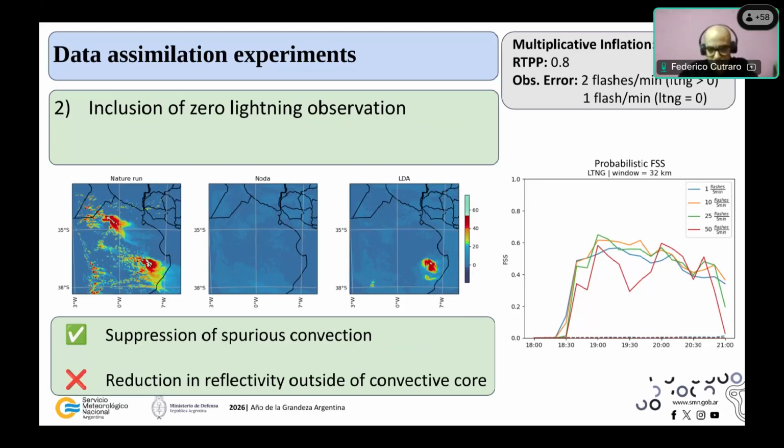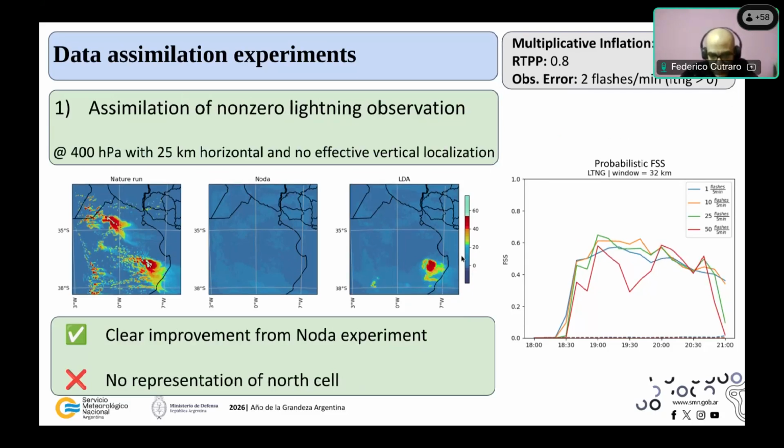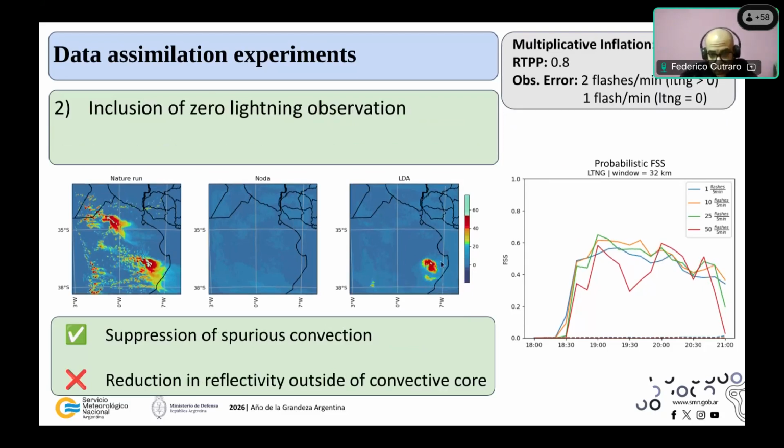But the downside is that there is a reduction in the reflectivity, in the low value reflectivity around the convective core. In the previous experiment, you can see much clearer low values around the storm. In the probabilistic fraction skill score diagram, we cannot see much difference, probably because of compensation between the suppression of the convection and the reduction in the low reflectivity values.